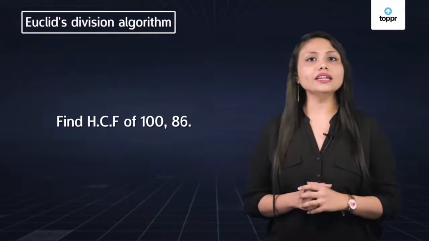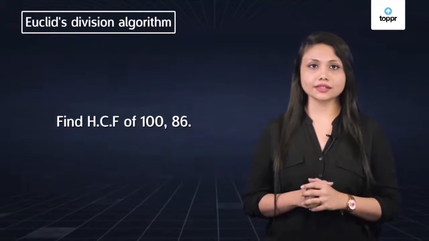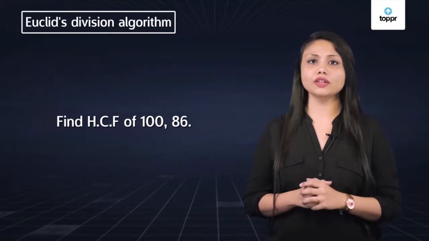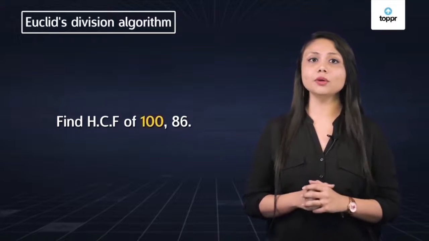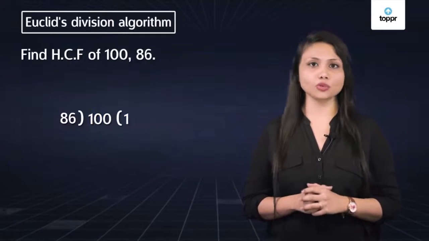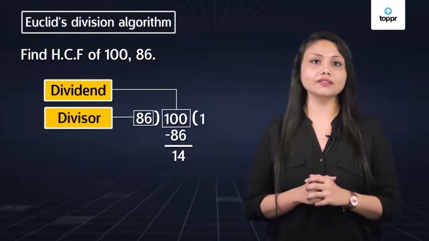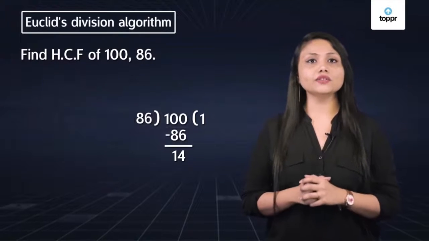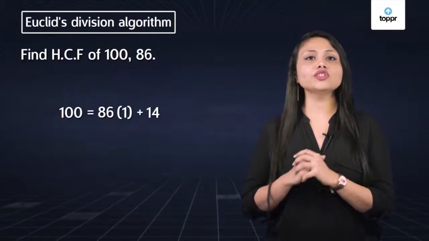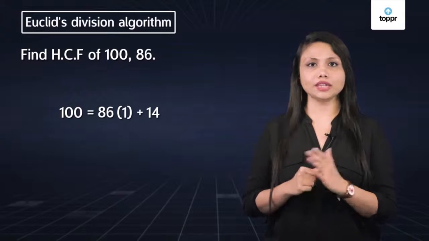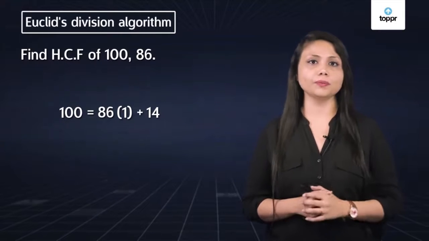Let us see this by considering an example. Find the HCF of 100 and 86. To find the HCF of the given numbers, divide the greater number of the two by the smaller number as shown. In this case, 100 is the dividend and 86 is the divisor. Apply the division lemma. We get the equation 100 is equal to 86 times 1 plus 14 as shown.